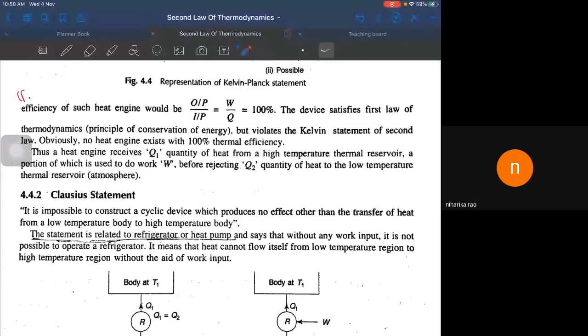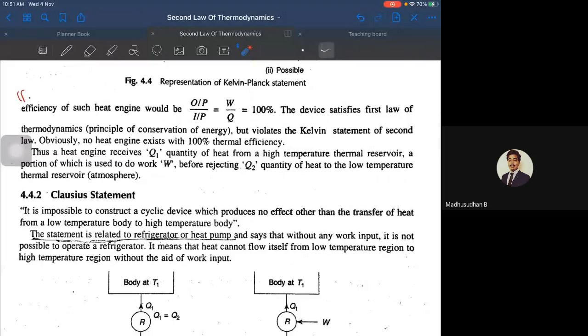From the beginning, sir. Yeah, it is impossible to construct a cyclic device which produces no effect other than the transfer of heat from a low temperature body to a high temperature body. Just elaborate the statement.